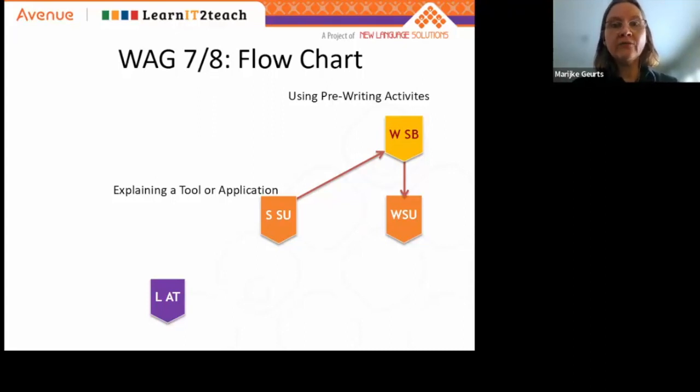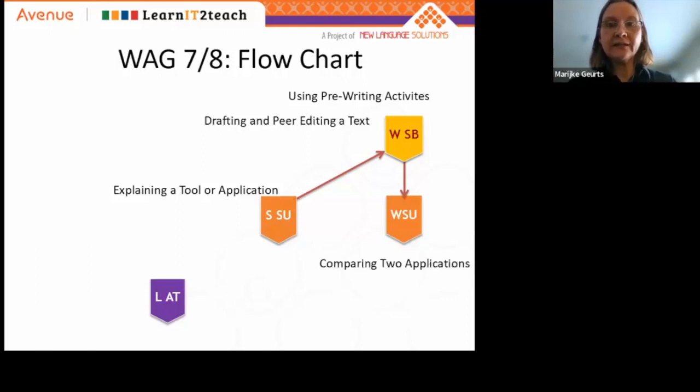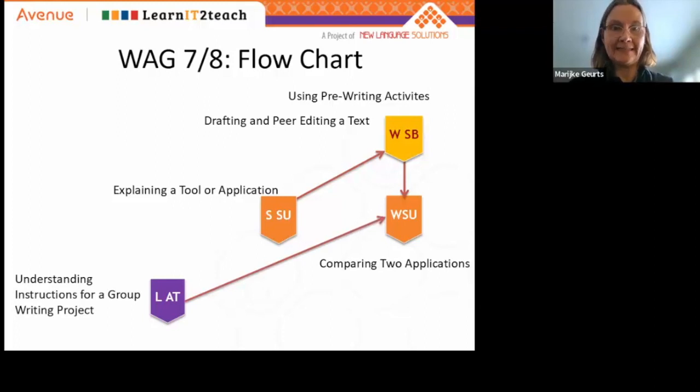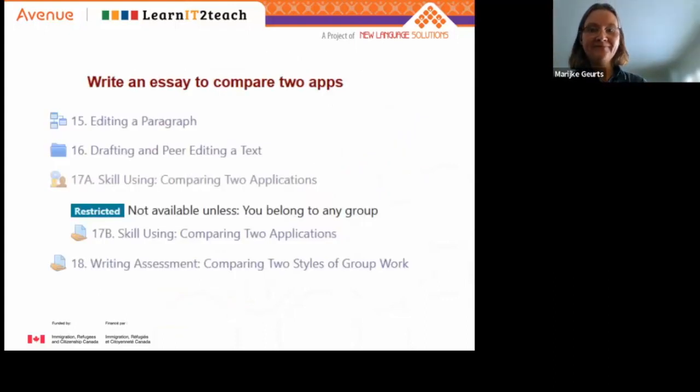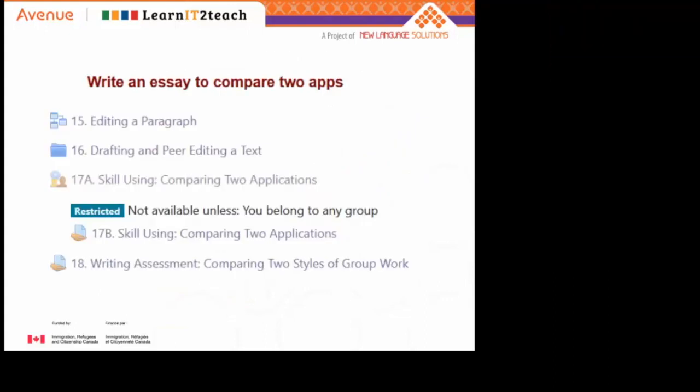What's more, in the writing skill using task, learners exchange their work with someone in their group. They peer edit each other's work and then write a second draft, which will serve as their writing skill using submission. And all of this was already explained in the listening assessment task. The writing skill building tasks practice peer editing.